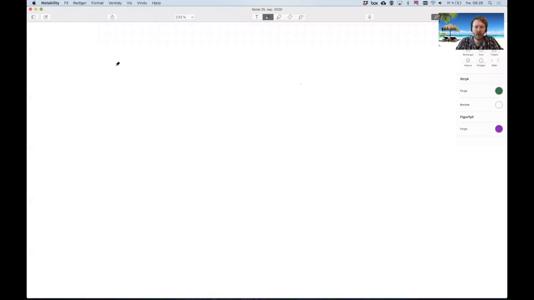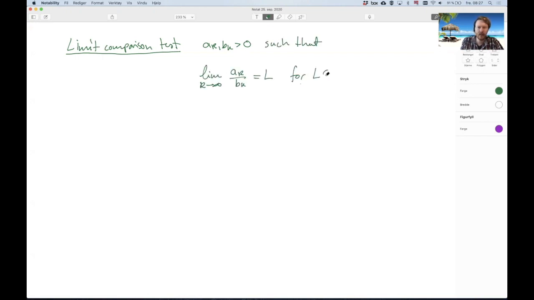So we're now going to talk about the limit comparison test. Let's begin with formulating it. So you assume you have two positive series, a_k and b_k, and let's assume that they are strictly positive, such that the limit of their quotient is equal to some L, for L between 0 and infinity, but not including 0 and infinity.